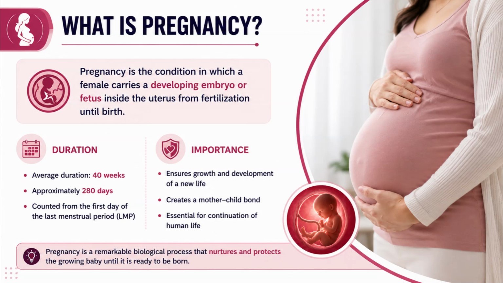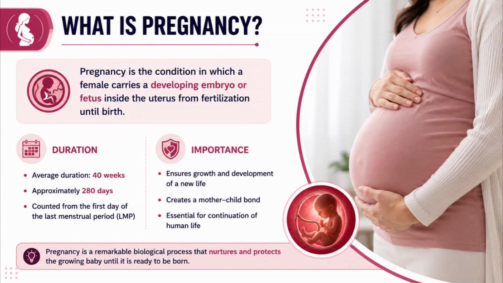The developing baby passes through 2 major stages. During the embryonic stage, which extends up to 8 weeks, the foundations of all major organs and body systems are established. After this period, the developing organism is called a fetus, and the remaining months are mainly devoted to growth, maturation, and functional development of organs.